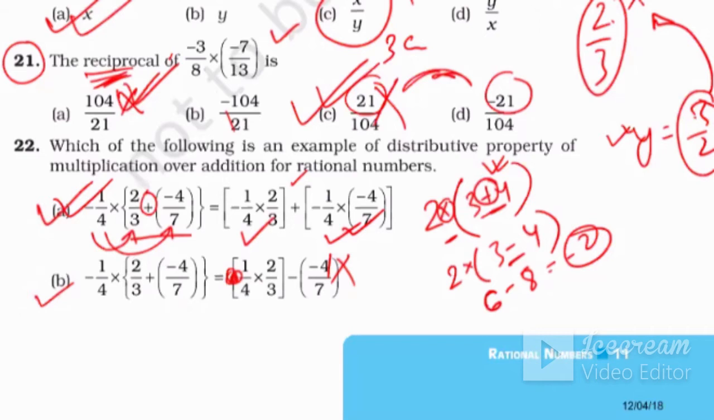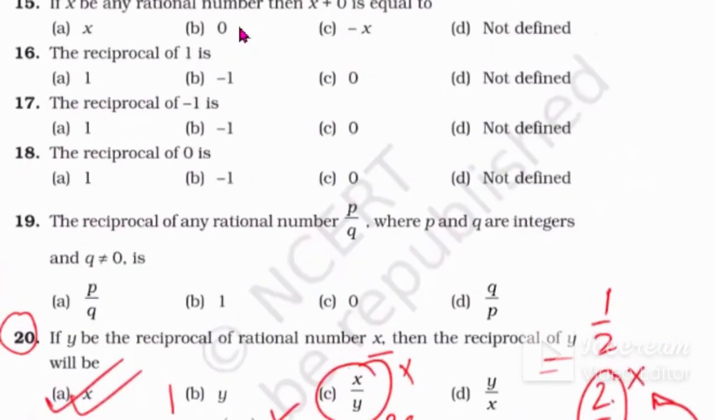Okay, so now question number 19. The reciprocal of any rational number p by q, where p and q are integers and q is not equal to 0, is... Q by p. Okay. Q by p.